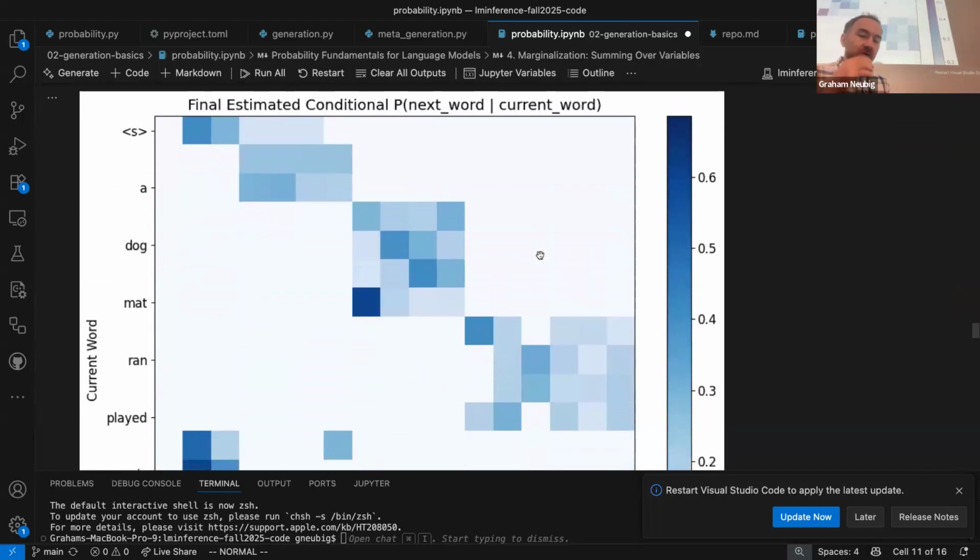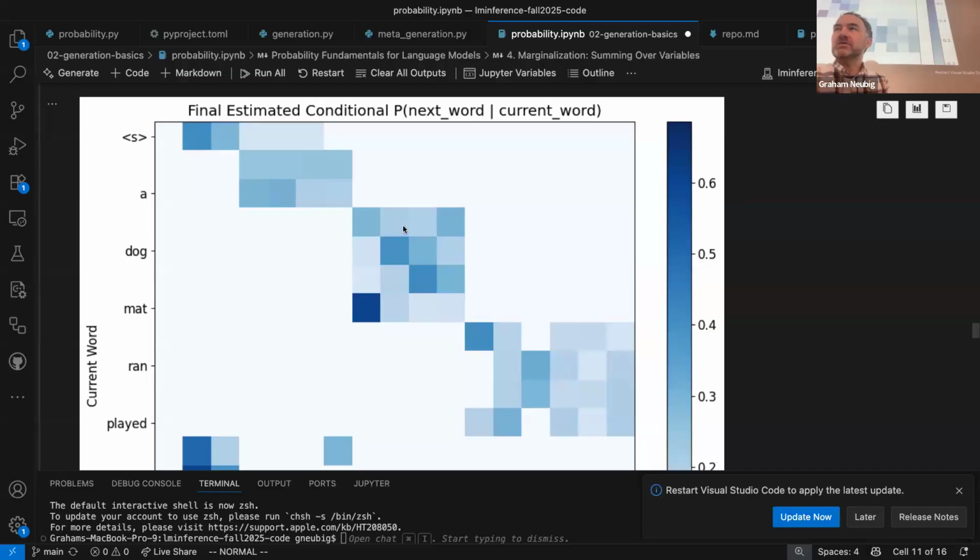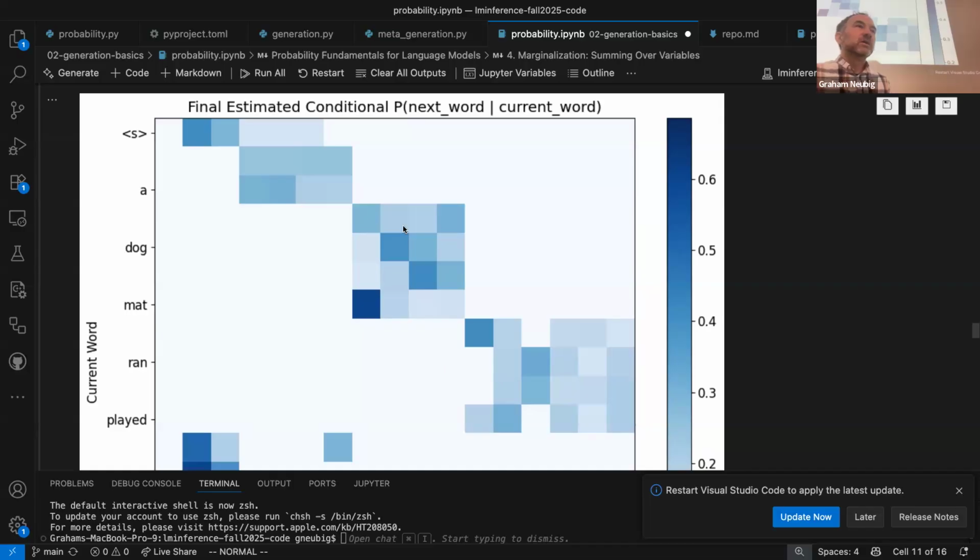Cool. And then these are the final estimated conditional probabilities. We'd have to scroll up to compare them to the real conditional probabilities, but as you sample more, you're going to get closer and closer to the actual distribution. So this is important for a number of reasons. Any questions here?